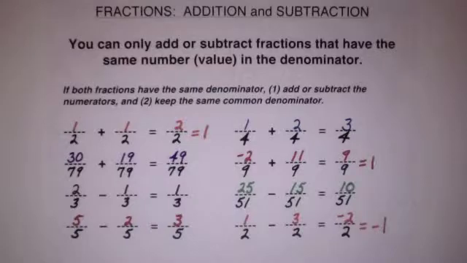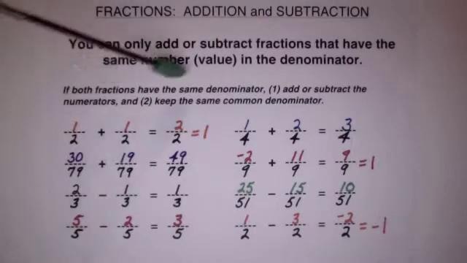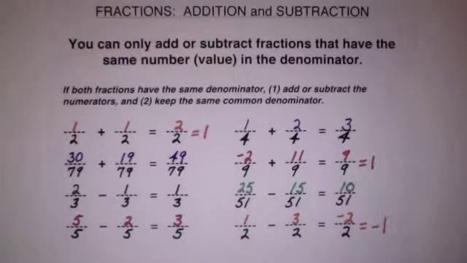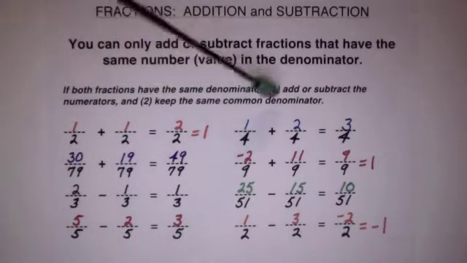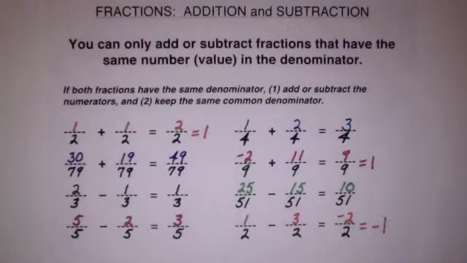What do I mean by value in the denominator? You might have an x in the denominator, or you might have an equation in the denominator, but everything has to be the same in the denominator of both fractions before you can add them or subtract them. So if both fractions have the same denominator, we add or subtract the numerators depending on what operation is between the fractions. And we keep the same common denominator. When I say keep the same common denominator, I'm talking about the common denominator of the two fractions that you are either adding or subtracting.